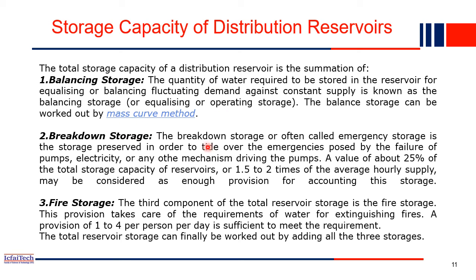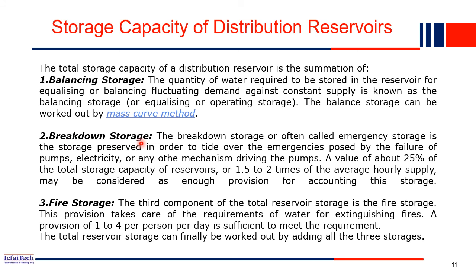But basically we have to plot a graph with the demand and the production, how much it is happening, and with this balancing storage we can find out how much water quantity has to be stored in a reservoir, the quantity of water required to be stored in the reservoir for equalizing or balancing the fluctuation of demand, right? Sometimes morning time demand will be more, evening time demand will be less. So to take care of this fluctuation, a balancing storage system is required.